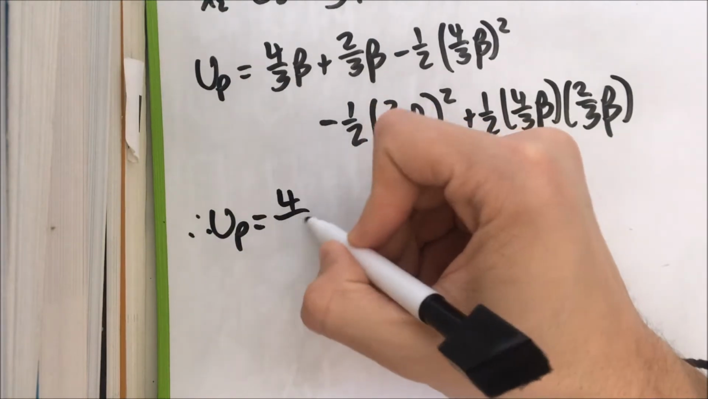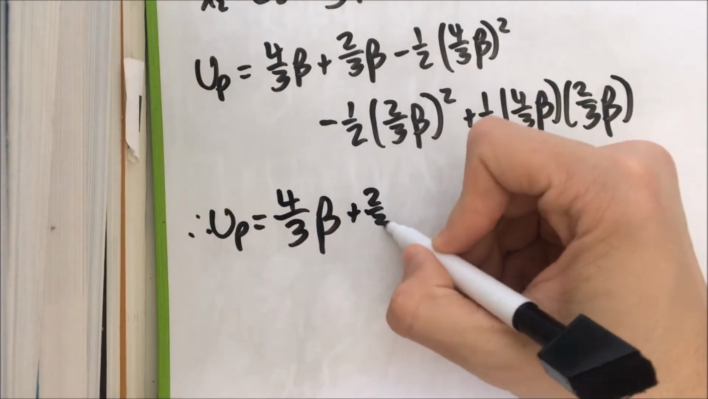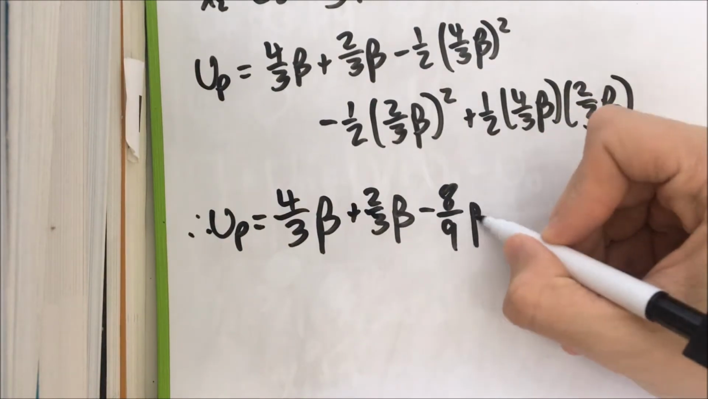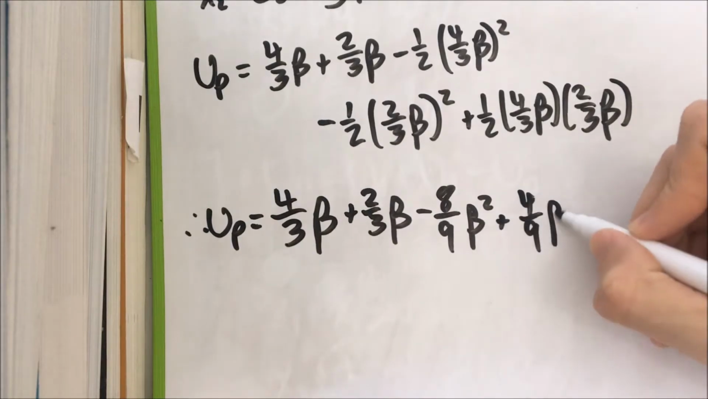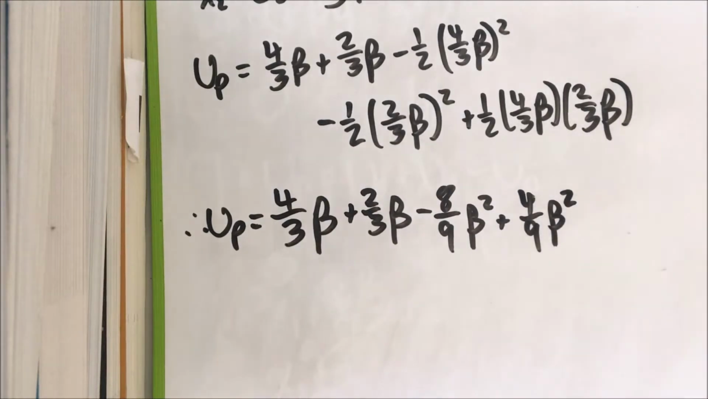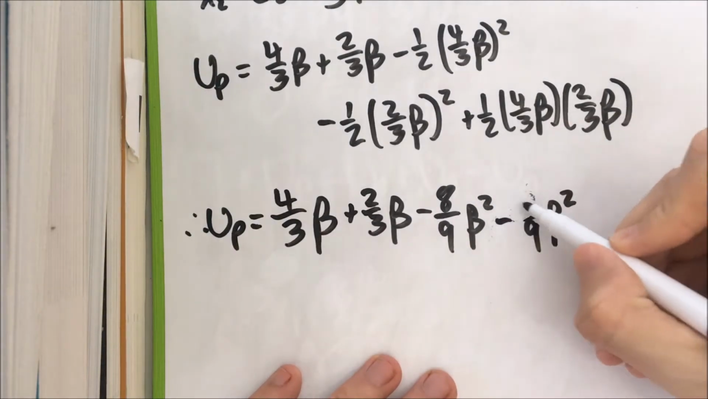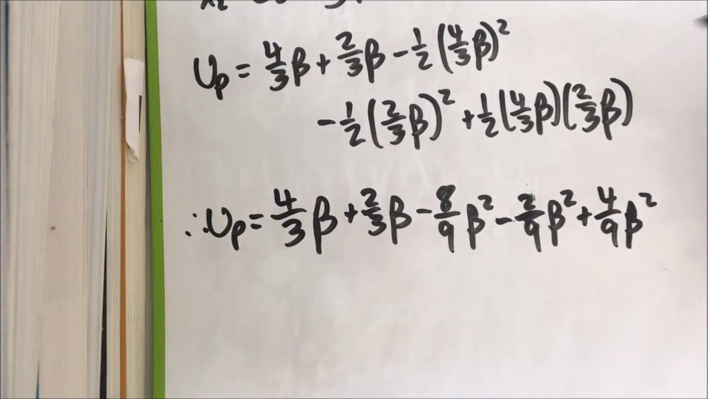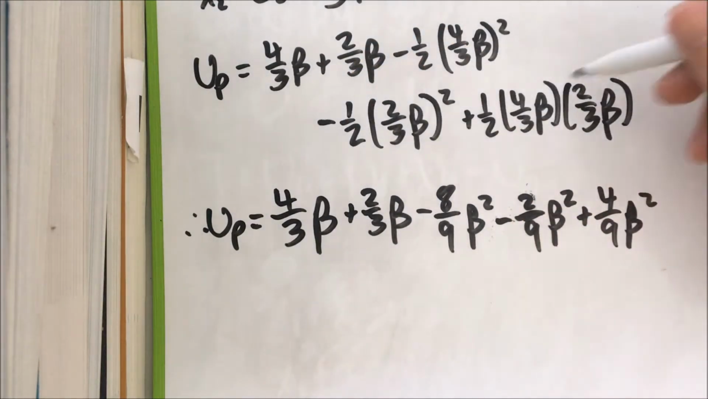Therefore, the utility of the principal becomes 4 on 3 beta plus 2 on 3 beta minus 8 on 9 beta squared, plus 4 on 9 beta squared. Did I say plus 4 on 9 beta squared? I meant minus 2 on 9 beta squared, and then there's a plus 4 on 9 beta squared. So this became that, that became that, and this became that.